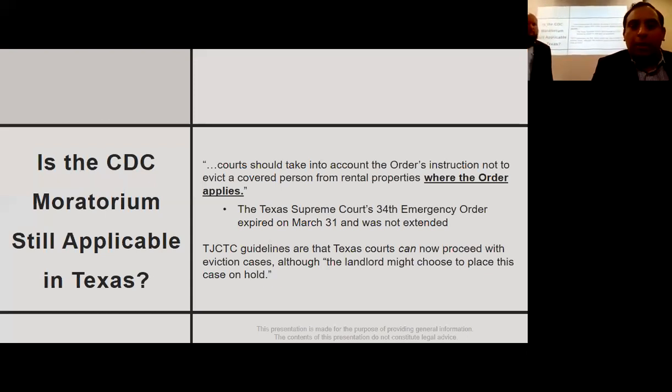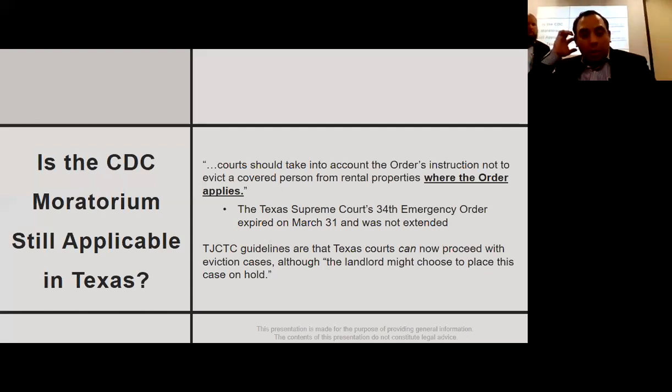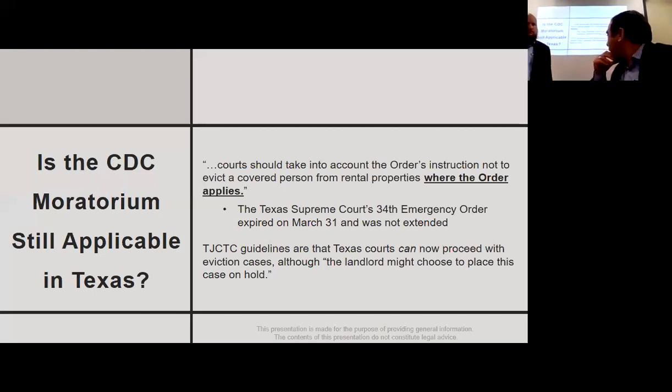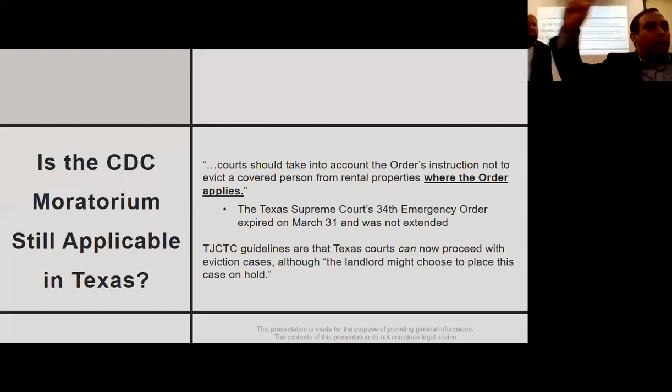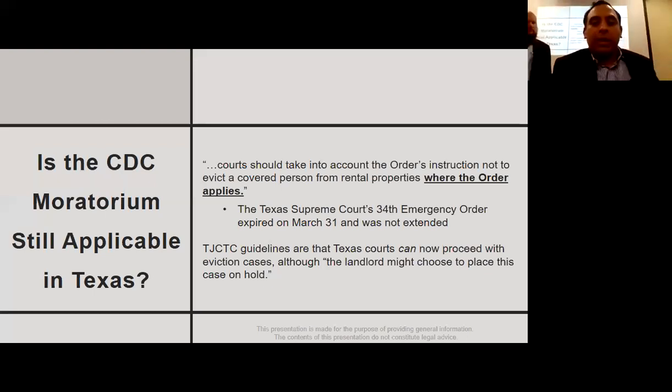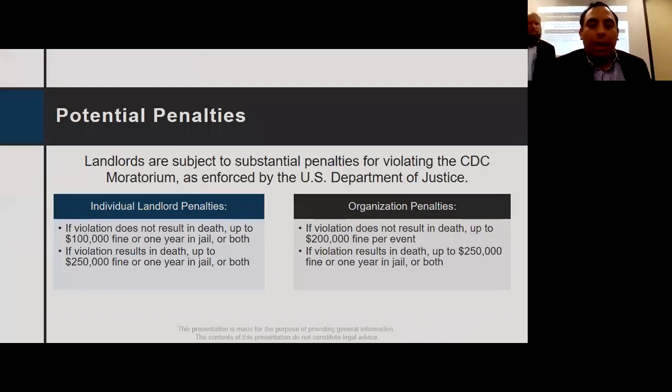So what does that mean in terms of where we stand? You see the TJCTC on that bullet point and slide, which stands for the Texas Justice Court Training Center. They're the center that trains all the judges here in Texas. What they've interpreted, and what they've told all of their judges, is that because the CDC order says only where the order applies, and the order only applied when the Texas Supreme Court had put it in their emergency order, and now it's no longer in the emergency order, courts, you no longer have the ability to stop evictions, because in Texas, the CDC order does not apply.